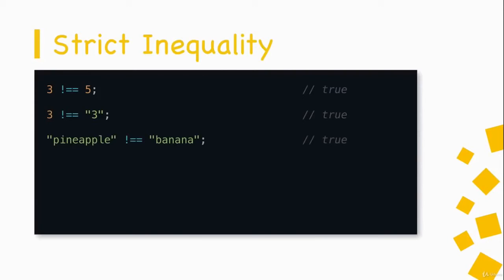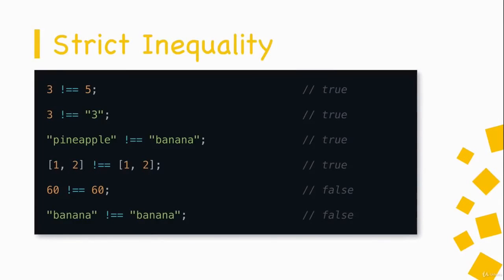Similarly, a string pineapple is not strictly equal to the string banana returns true because these two are different strings. They're not equal. And of course, two different objects can never be equal. So two arrays with values 1 and 2 is not equal to one another and it returns true. However, if we have the same value, for example 60 is not strictly equal to 60, it returns false because 60 is indeed equal to 60. That's why 60 is not equal to 60 is not true, it's false. And similarly, if the two strings are exactly the same, so banana is not strictly equal to banana returns false because they are indeed equal.